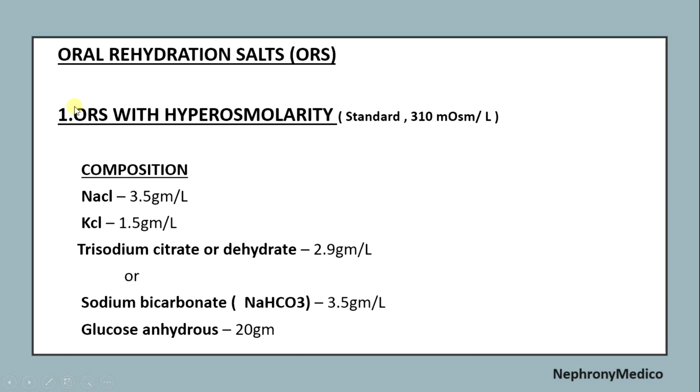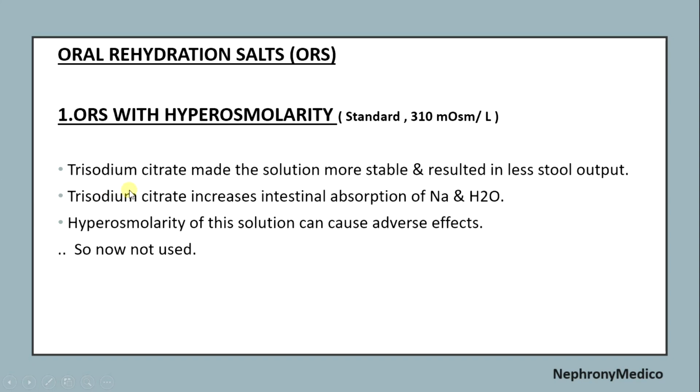Now, ORS with hyperosmolarity. Composition includes sodium chloride 3.5 gram per liter, potassium chloride 1.5 gram per liter, and trisodium citrate dihydrate 2.9 gram per liter, or sodium bicarbonate 3.5 gram per liter, and glucose anhydrous 20 gram. The trisodium citrate made the sodium solution more stable and resulted in less stool output. Trisodium citrate increases intestinal absorption of sodium and water. Hyperosmolarity of the solution can cause adverse effects, so now it is not used.